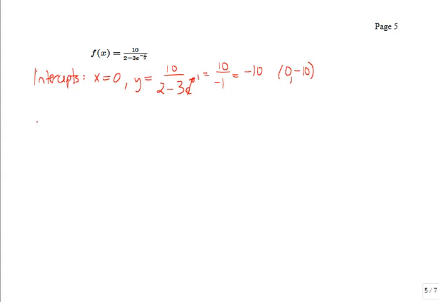Now to find the asymptotes, this is a fraction, so potentially there are going to be some asymptotes. Now the vertical asymptote is going to happen whenever that denominator is 0.